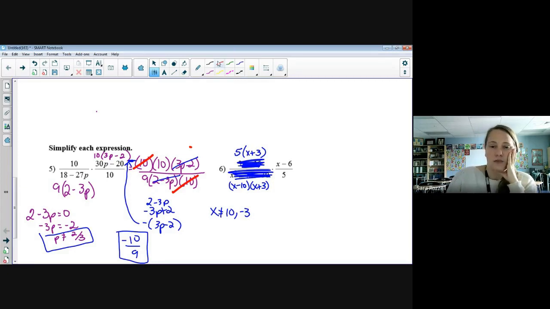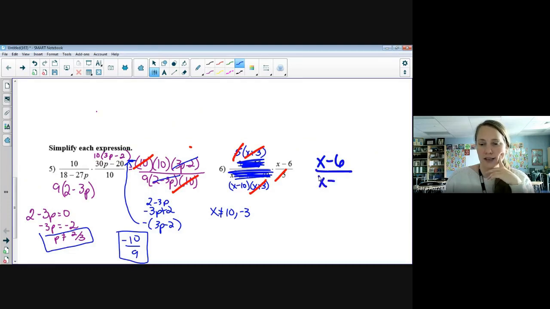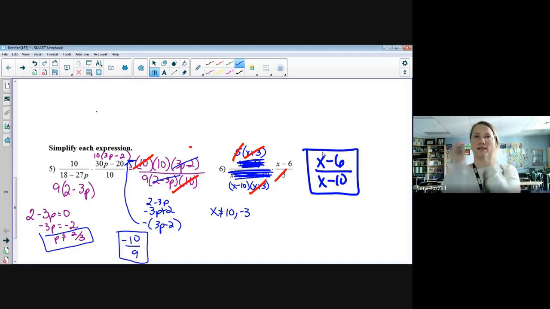All right, and now let's see what's going to go away. I've got a 5 up top. Is there a 5 on bottom? Yep, see ya. I've got x plus 3 on top. Is there an x plus 3 on the bottom? Yep. I've got x minus 6 on top. Is there an x minus 6 on the bottom? No. So I need to leave x minus 6 and x minus 10. I cannot simplify that any further. X minus 6 is a group. It's stuck together. X minus 10 is a group, and it's stuck together. I can't split those apart.